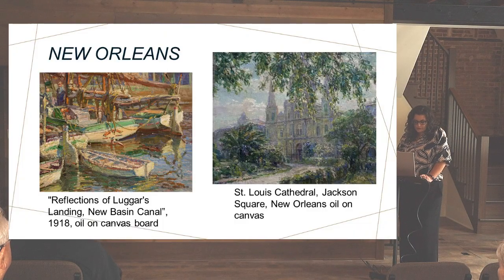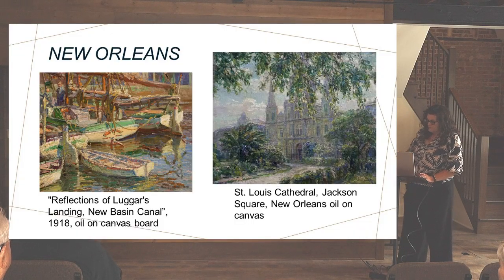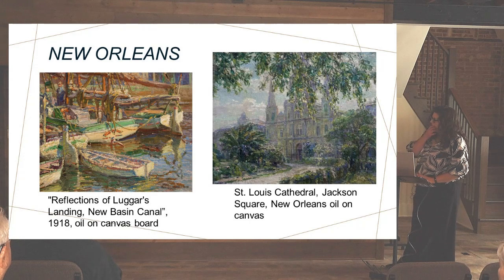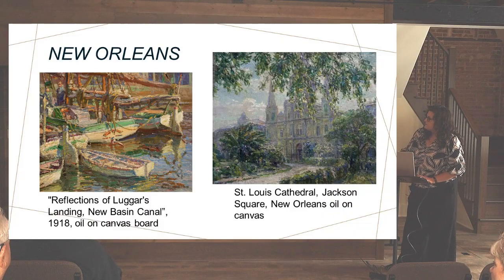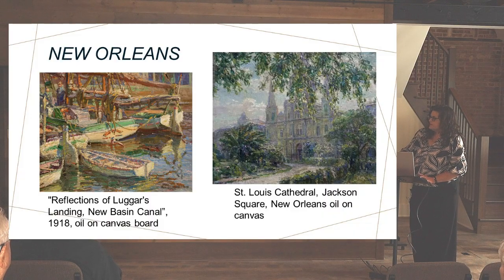With thick, lush brushwork, Grafton beautifully renders the reflection of the boats in the waters of this impressionist painting of the New Basin Canal, which you see to your left, that was painted in 1918. And then the other example is, again, as I said, he liked the historic buildings and just the natural scenes that they saw.